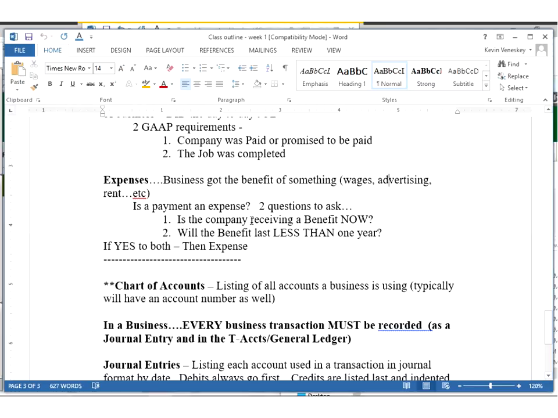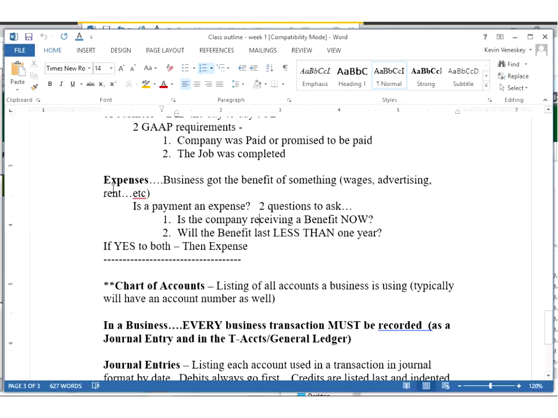And the two questions for us to know if something is an expense, and these are things that I've kind of made up, it's not necessarily found in any book, are: is the company receiving a benefit now, like with rent? If I pay for rent and I'm in December and it's actually December, then I can call that a rent expense because I'm using it now. And the other criteria is that rent that I'm using right now is definitely not going to last me more than a year. It's only going to last me a month. So that would meet the two criteria if I paid rent for right now.